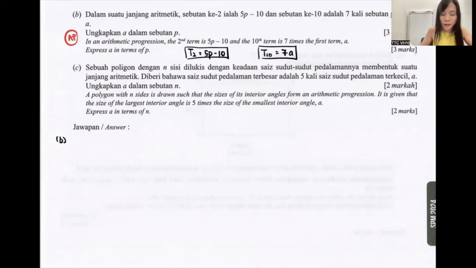3 marks. So how do I do it? They want me to do what? Express A in terms of P. So how do I find A in terms of P? That means your answer will be A equals to blah, blah, blah, P. So how do you guys do it?